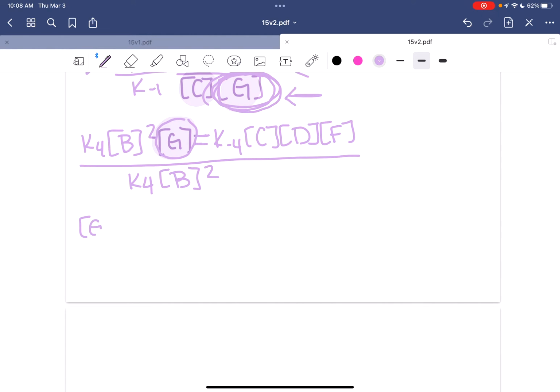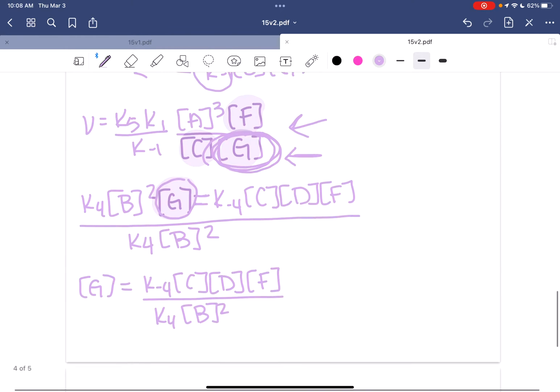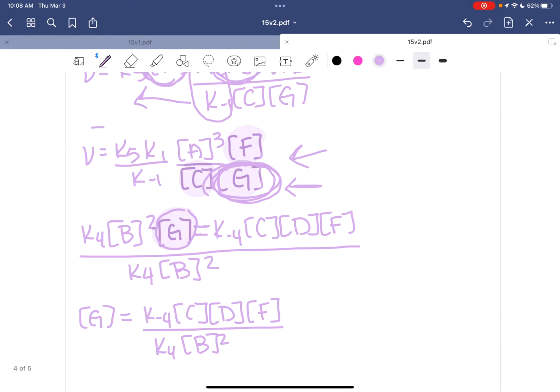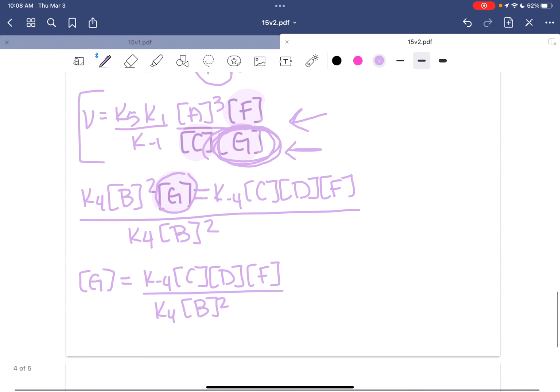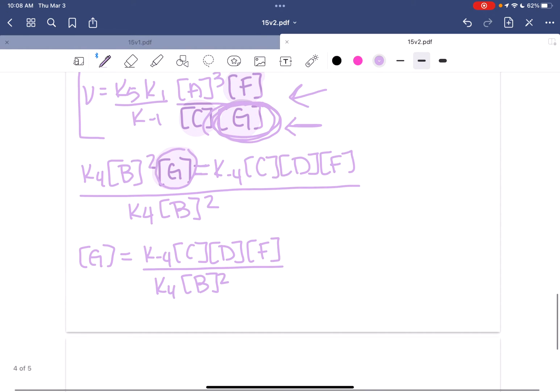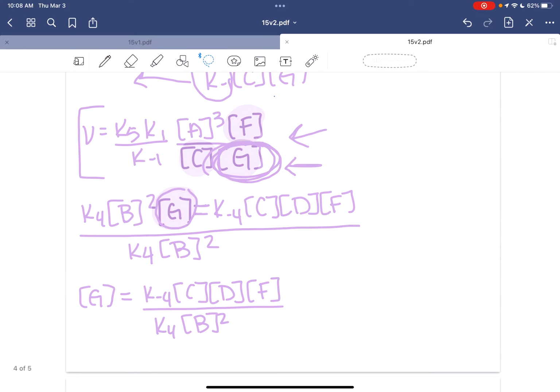So we have G is equal to, and then everything on the right, K minus 4 times C times D times F, and that's divided by K4 of the forward reaction times B squared. So now we've isolated G, so we're going to put that back into this updated rate law that we have. And so we have, and I'm just going to actually copy it from here.